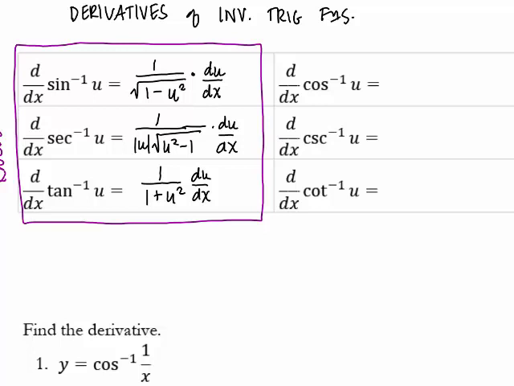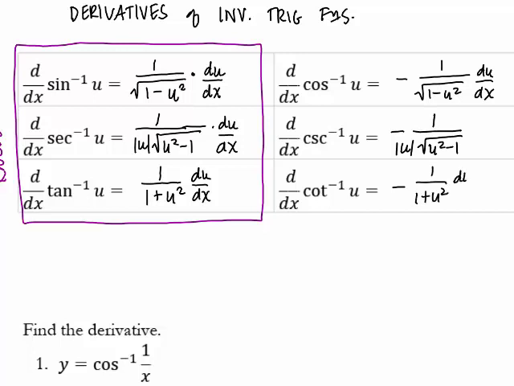On the right-hand column, these are the cofunctions. Cosine is the cofunction of sine, cosecant the cofunction of secant, and so forth. The cofunction derivatives are simply negative of their buddies in the left column. So the derivative of inverse cosine is negative 1 over the square root of 1 minus u squared du dx. The derivative of inverse cosecant is negative 1 over the absolute value of u times the square root of u squared minus 1. And the derivative of inverse cotangent is negative 1 over 1 plus u squared du dx.